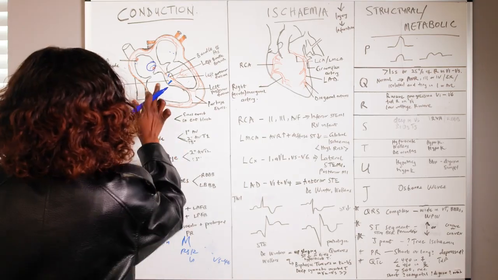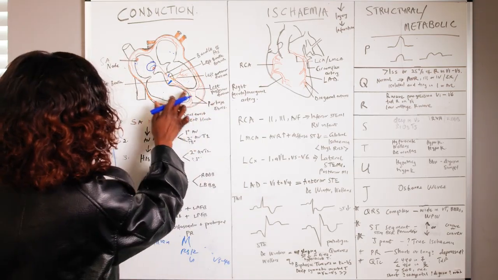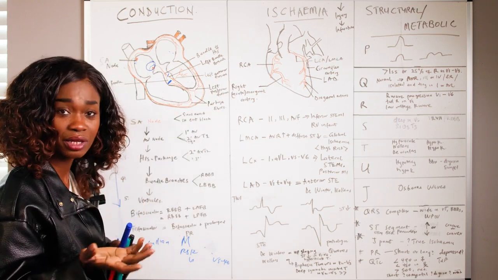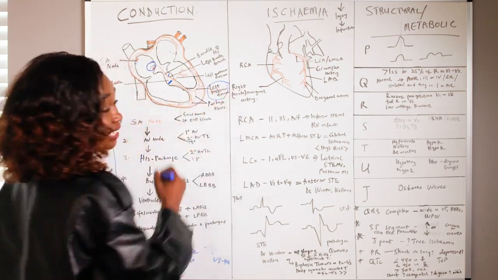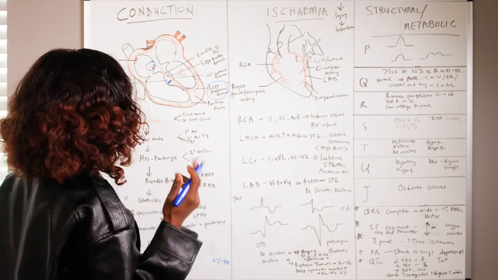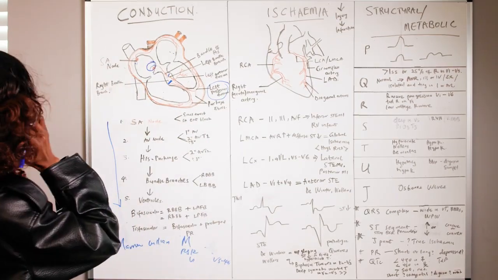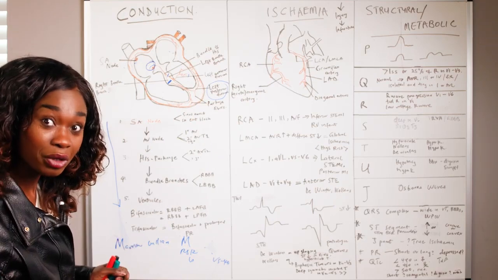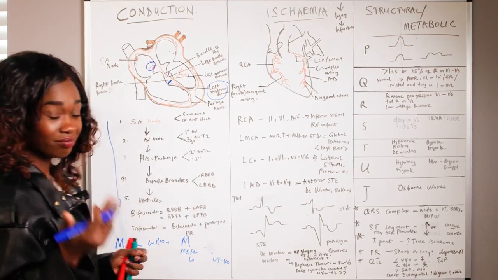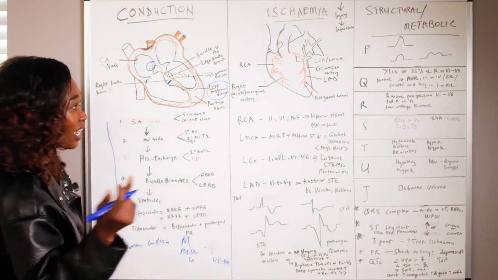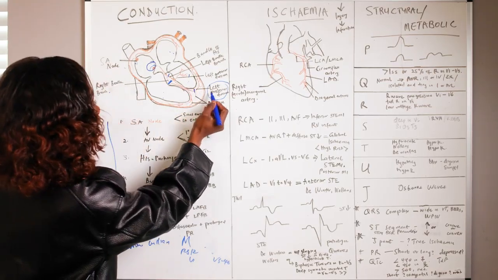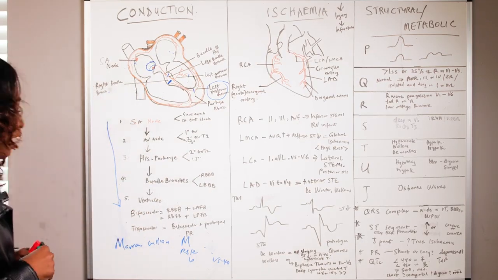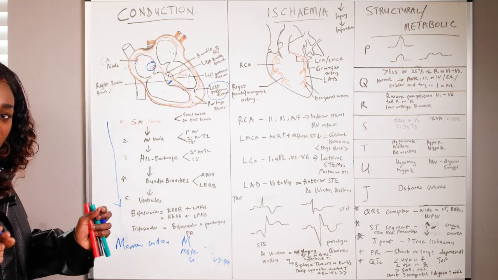Now, as you can see, the left goes to the anterior division and the posterior division. The left anterior division is what we refer to as the left anterior fascicle, while this left posterior division is called the left posterior fascicle. If there's a block, for instance, in your left anterior fascicle, that might cause you a left anterior fascicular block. Are you still with me? I trust you are, because if, on the other hand, there's a block at this level, then there's a left posterior fascicular block.